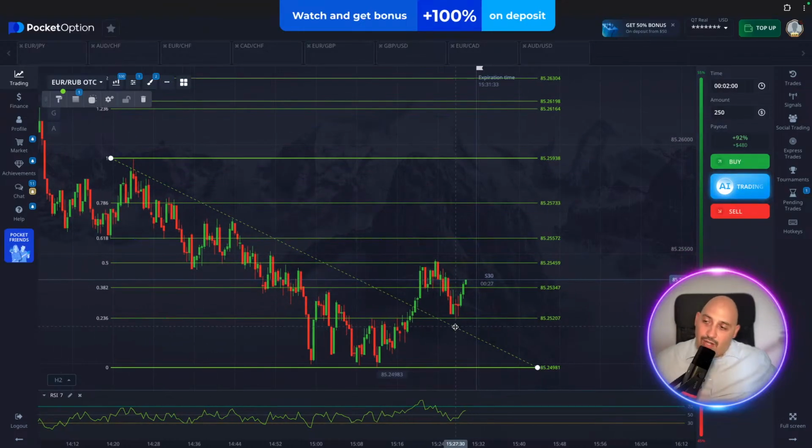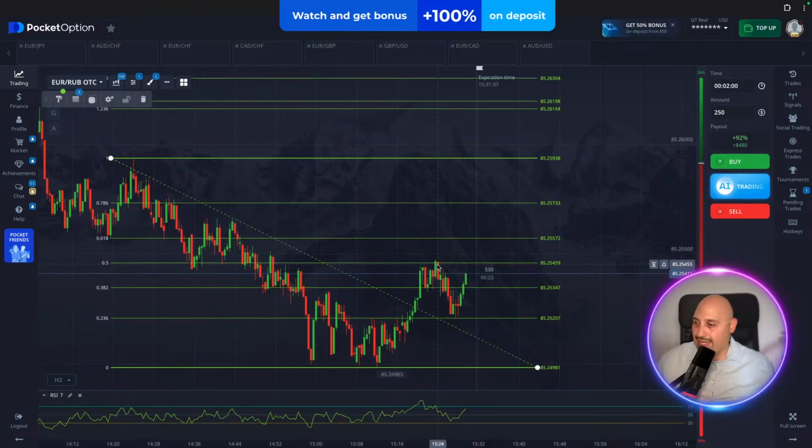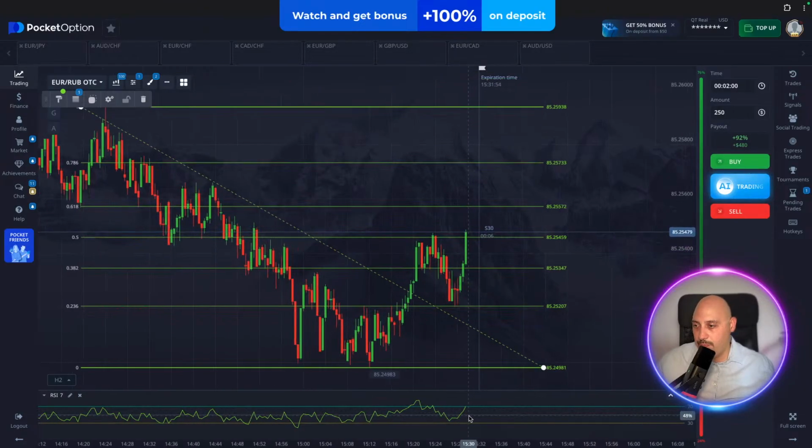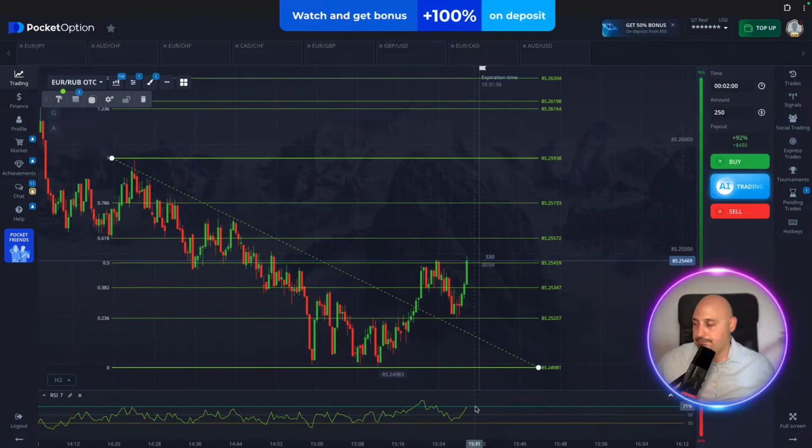So there's a very possible scenario that we've already hit the pullback price. We might hit it again and create a double bottom or a double top, if you want to call it, and we might continue to the upside. But my RSI is still undecided because it's trying to pierce it now. Let's see.